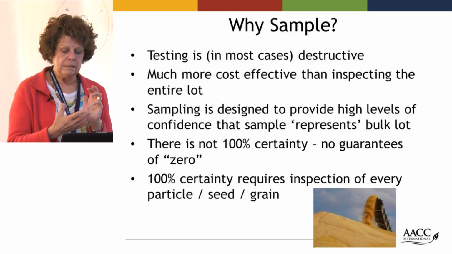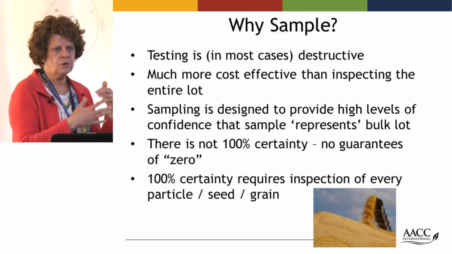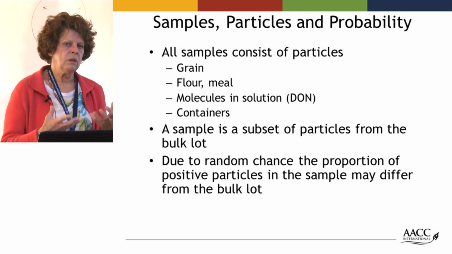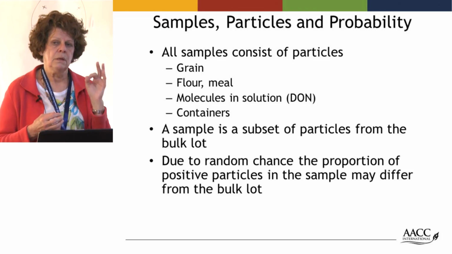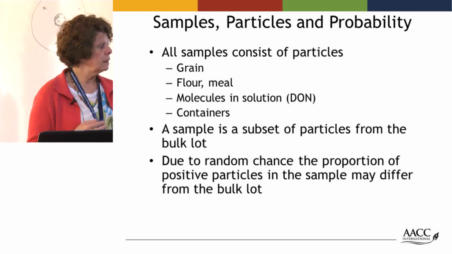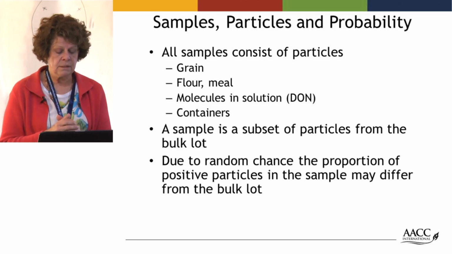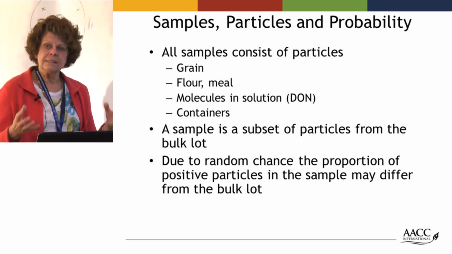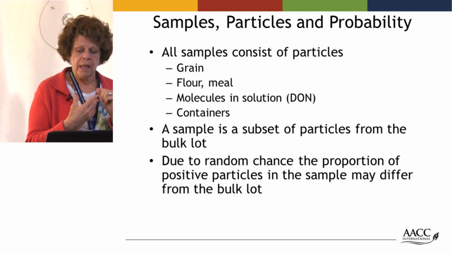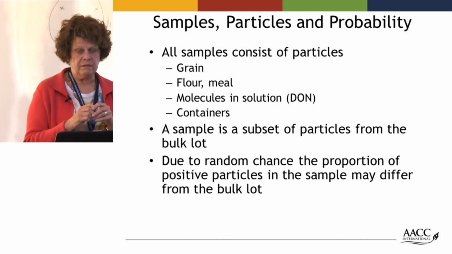And there's never 100% certainty. We know, as I showed in that buyer-seller's curve, that there's always that space at the top and the bottom of the curve. Now, assuming that all of our samples are really particles or individual elements, whether it's grain or flour, or in the case of deoxynivalenol, it might be molecules in solution. They might be containers, that might be the particle size that you're looking at. A sample is essentially a subset of particles from the bulk. So it's a small subset, and due to random chance, the proportion of the positive particles in the sample may differ from the bulk lot.